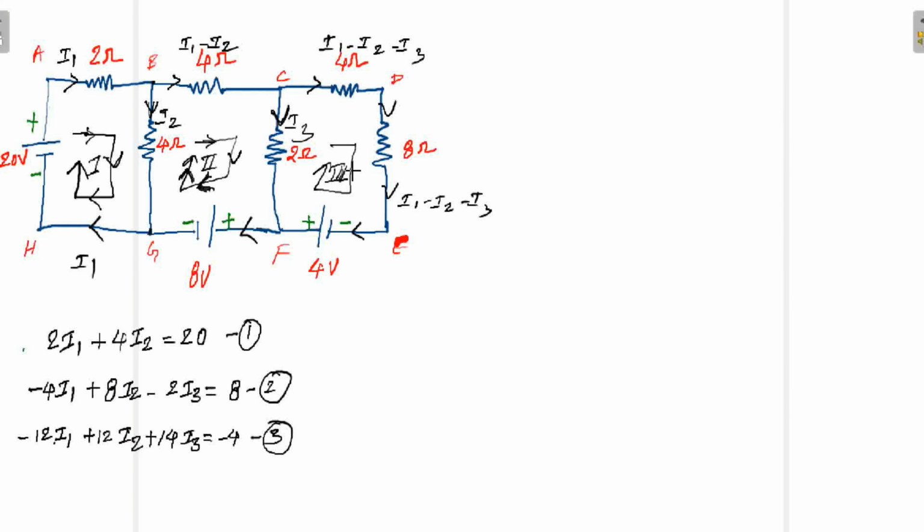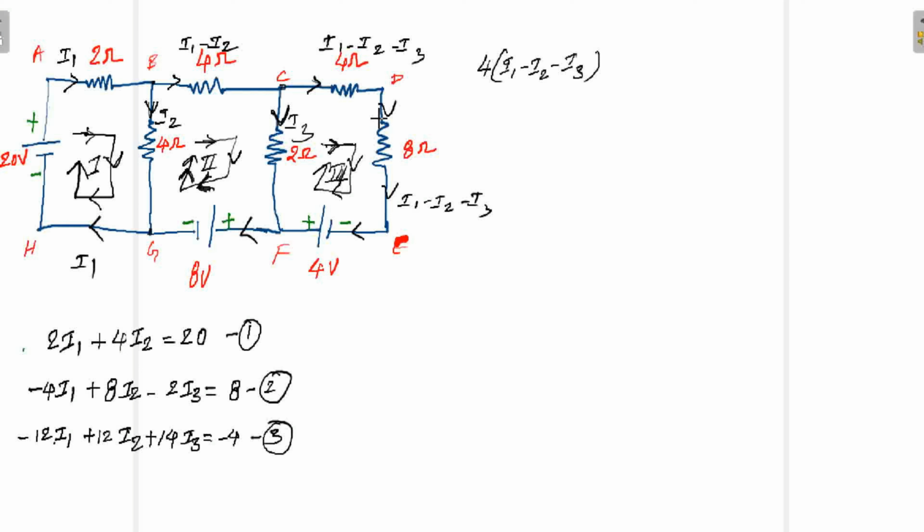Now let us see for the third equation. We got first and second are equal. Your loop current direction is like this. So you are moving like this. So observe this. This is a loop direction. This is branch direction. You are moving from C to D. Whether these two are equal? Yes. So write here 4 into I1 minus I2 minus I3.